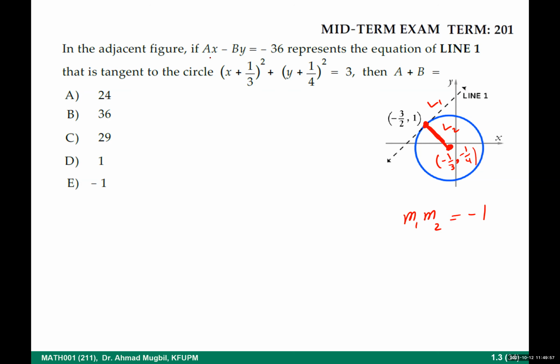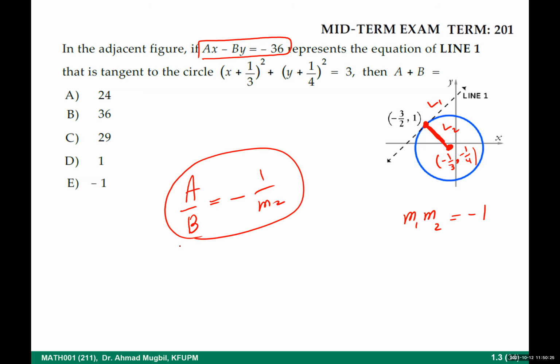What is it? From here. This is the equation of line number 1. No, what is the slope? Negative A over B. So A over B will be equal to the slope that you will obtain from here, or to the negative reciprocal of it. Let's call this one M2, so it will be -1 over M2. And from here you have an equation for A and B. Now you have one equation with 2 variables. How to find A and B?